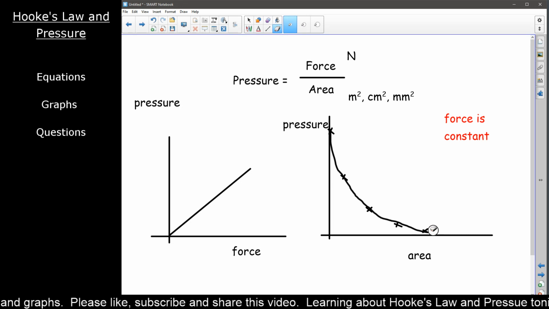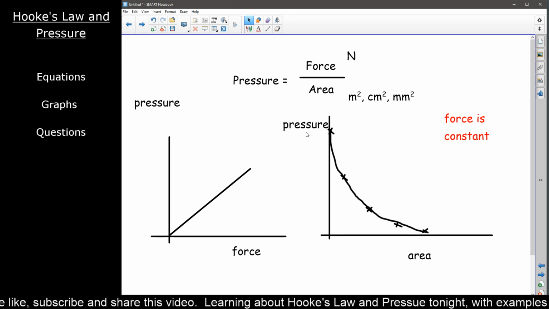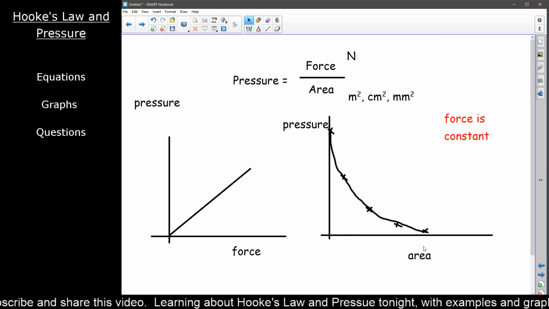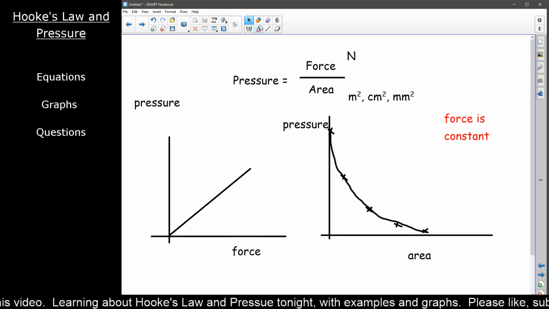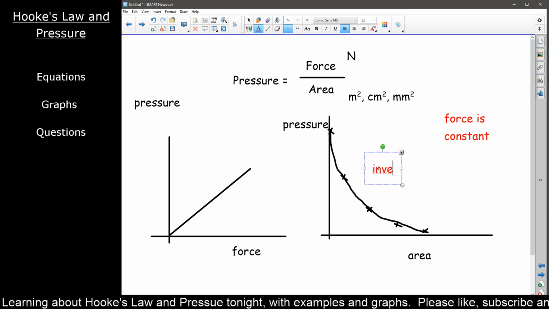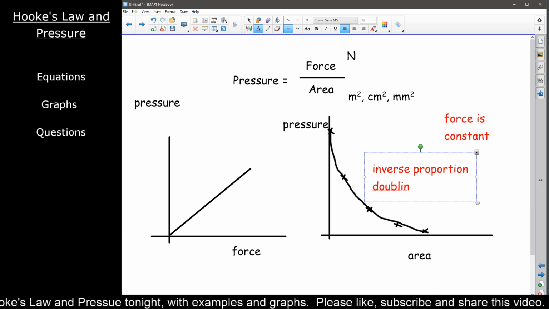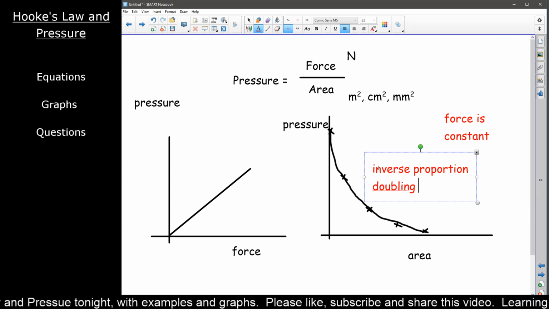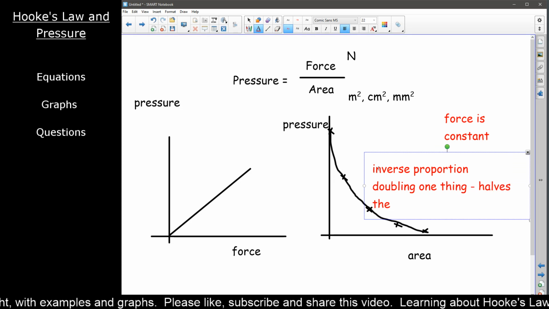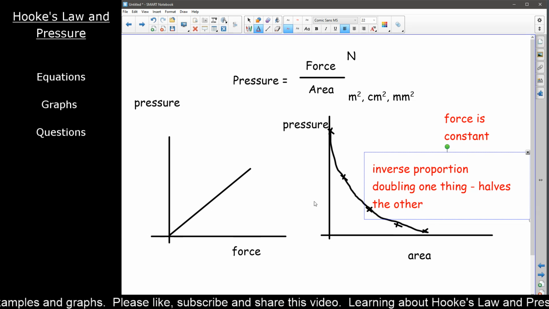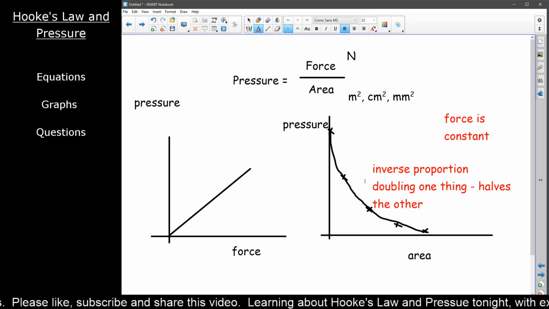This is an inverse proportional relationship, and we can tell it by taking some values. If you double one thing, so you double the area across the bottom, picking two numbers like 10 and 20, you will actually find the pressure halves. This is called inverse proportion: doubling one thing halves the other. This doesn't occur too much in GCSE Physics. You get the occasional one here and there, and a few more things later on, but this is important.